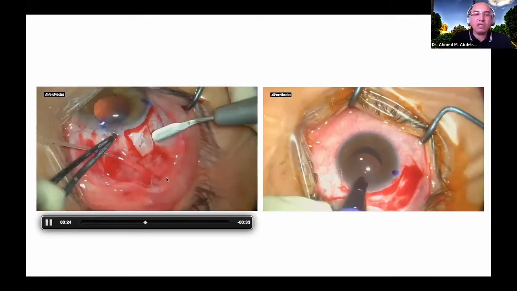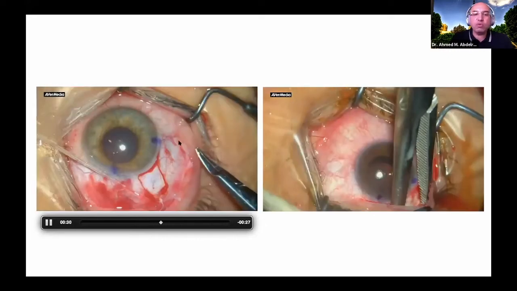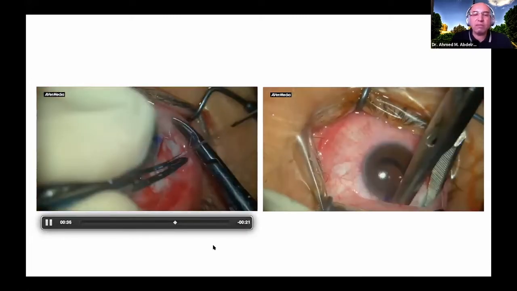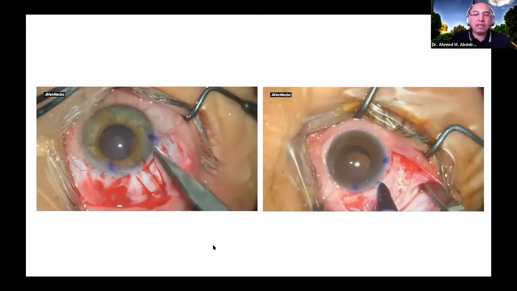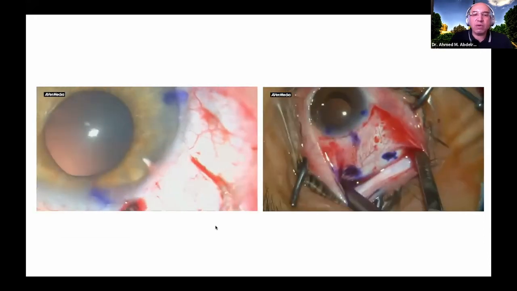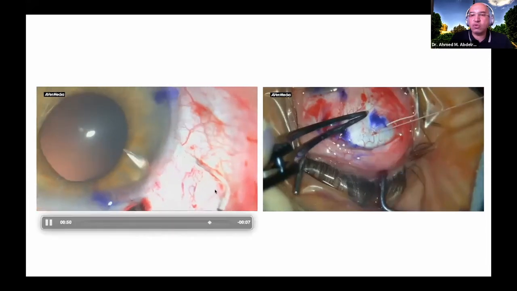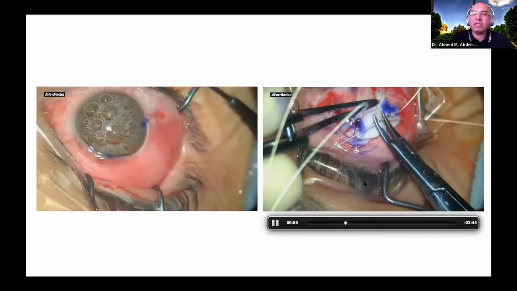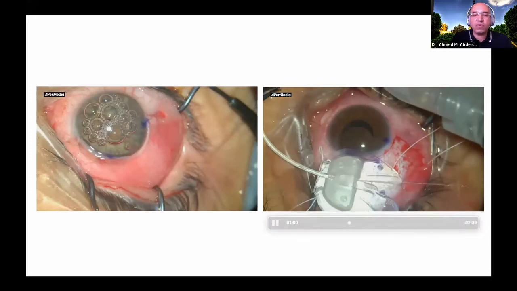Now this is the Baerveldt-like plate. And we need to suture the tube because it is non-valved. We cannot leave it like that. Otherwise, we will get severe hypotony in the early postoperative period. Then we cut the tube to the desired length, penetrate the anterior chamber away from the cornea, and insert the tube. The same thing applies to the Ahmed valve, but Ahmed is a valved implant, so there is a valve which regulates the pressure flow.